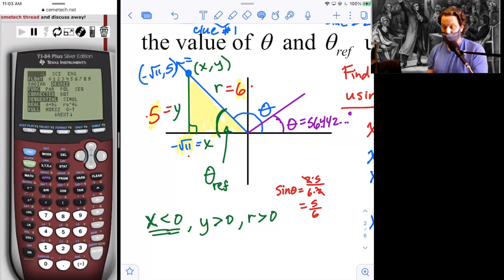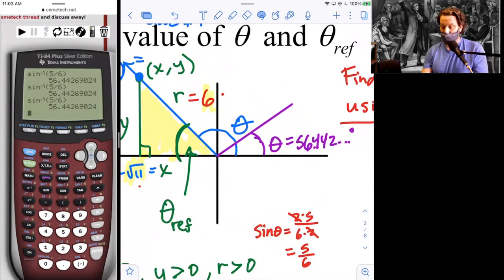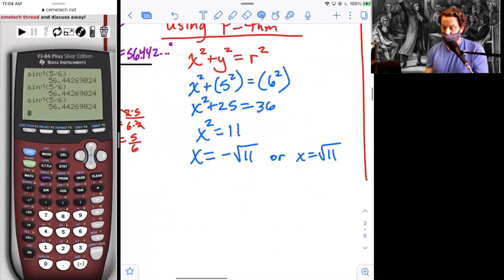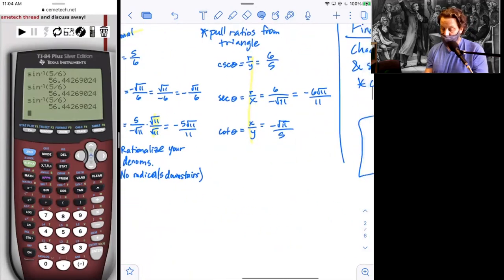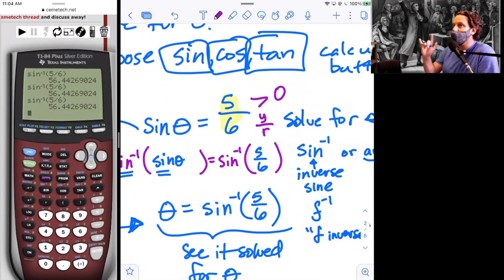But here's the deal. Your calculator is always going to give you enough information to find the one you want, okay? So look at this. I know that I told the calculator to give me the angle, where is it, over here? Give me the angle whose sine is positive 5/6. It's greater than 0. Remember, sine is y over r. So r is always positive. So the reason sine is positive is because y is positive, yes? Would you agree?